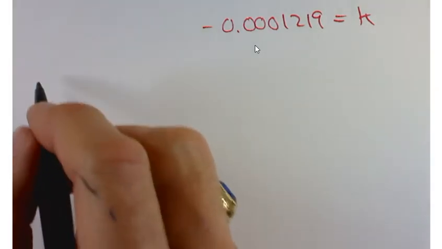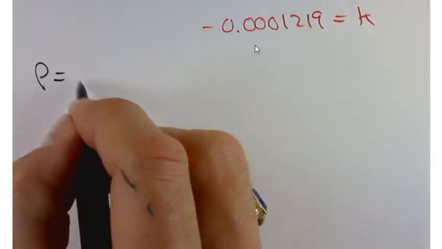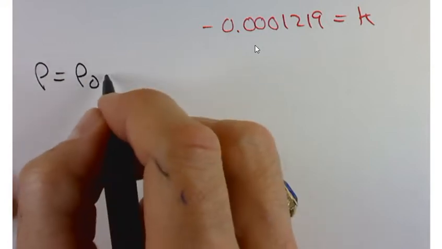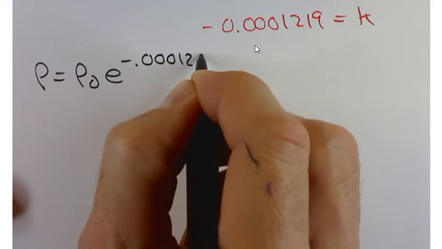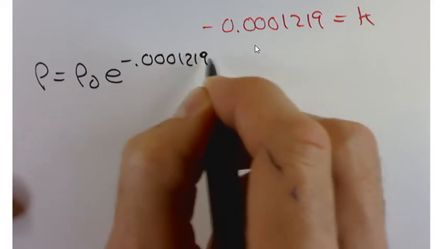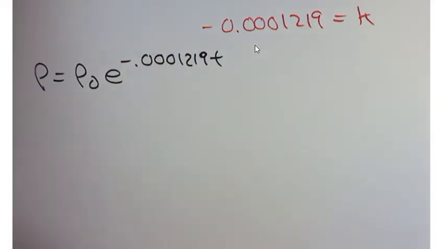Our model then overall is P equals P sub 0 e to the negative 0.0001219 t. That's your model.